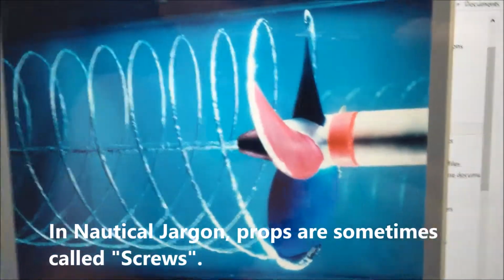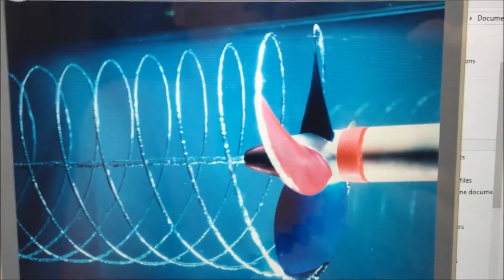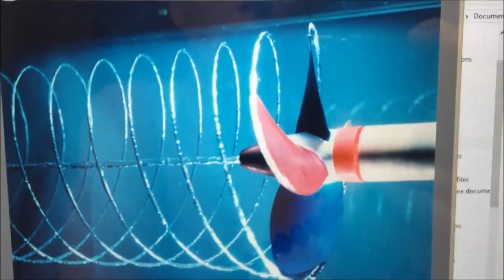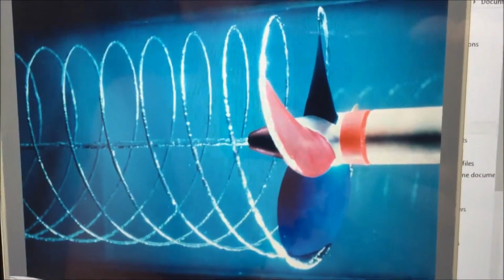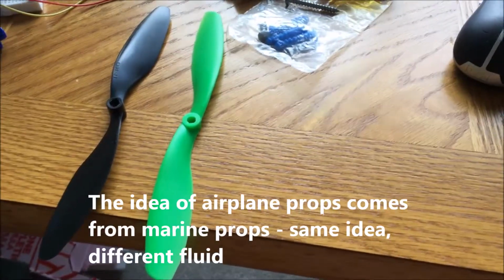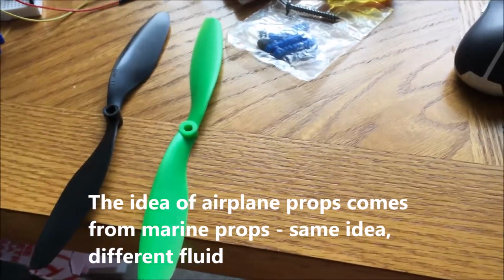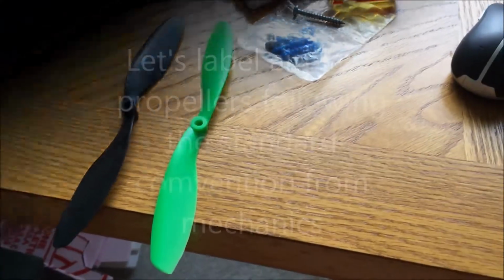In this picture we see a marine propeller turning in a clockwise direction or right-hand direction as seen from aft of the propeller, which is the standard convention. Airplane propellers are likely to have an airfoil cross-section, but conceptually they're very similar to marine propellers.